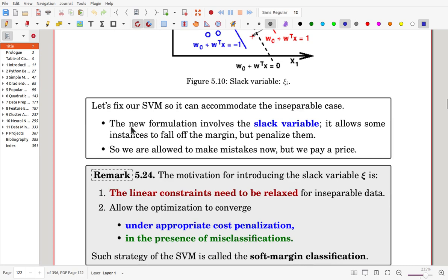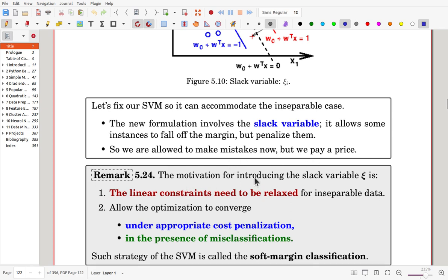The new formulation will involve the slack variable. The slack variable allows some data points to fall inside the margin, but with some penalty, so that we allow a misclassification, but we have to pay the price.